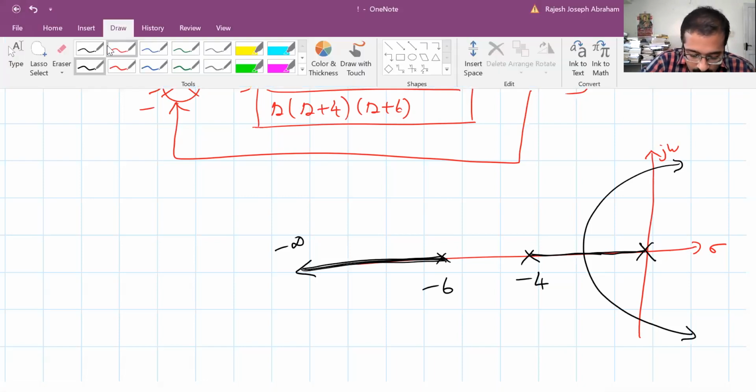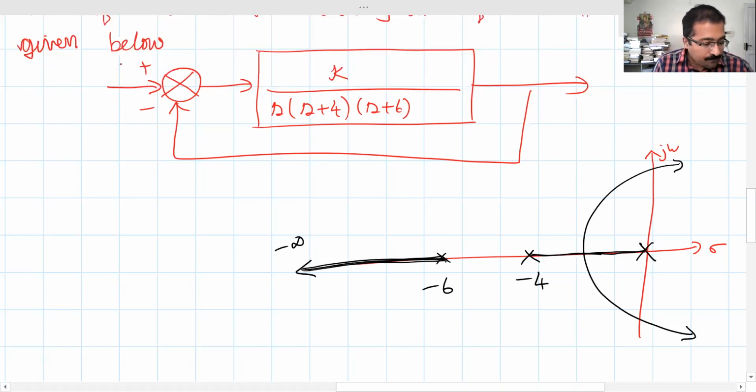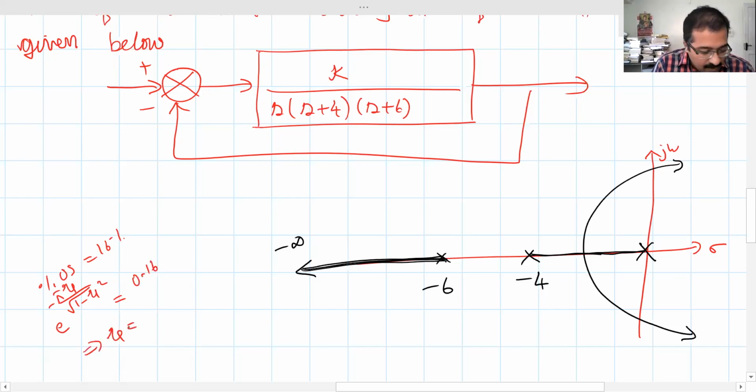Now for that we are given some clue. It should yield 16% overshoot. So the percentage overshoot is 16%, and overshoot is e raised to minus pi zeta divided by root of 1 minus zeta square. How much is that? 0.16. You solve this and you will get your damping ratio zeta as 0.5038. Okay, 0.5038.